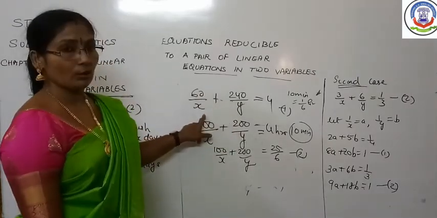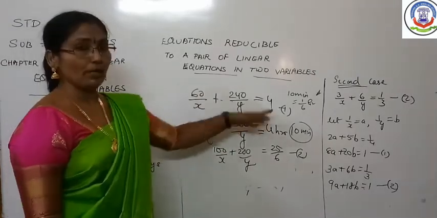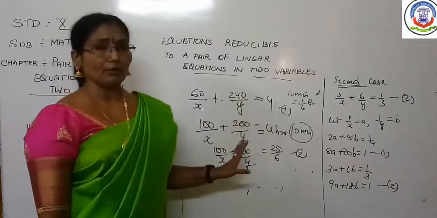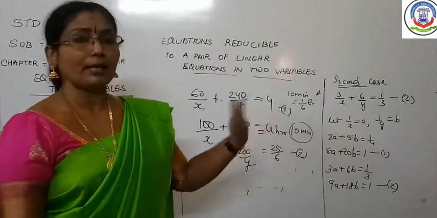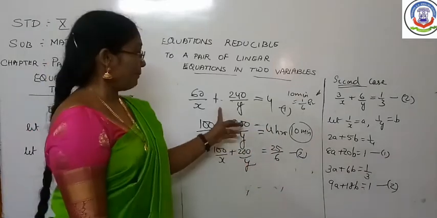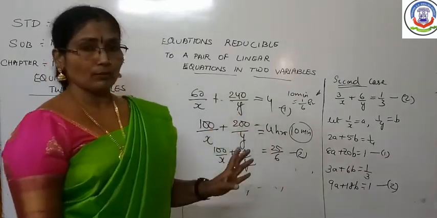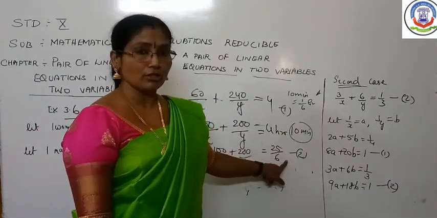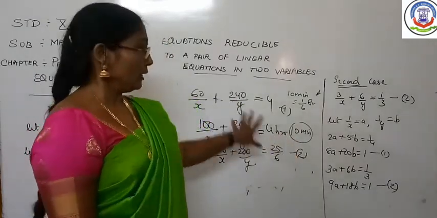1 by x is equal to a and 1 by y is equal to b. You have to make the equations in linear form and find the values of those two variables. Again you have to substitute the values of a and b and you will get x and y. So here 4 hours 10 minutes, you have to change it into hours. That's what I want to explain here.